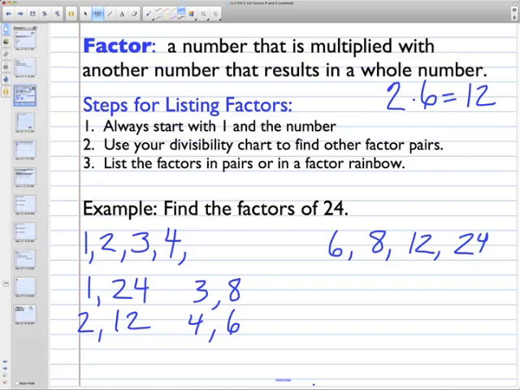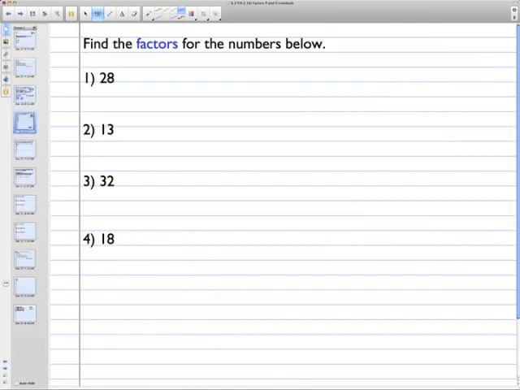Either way works though. I'd like you to find the factors for the numbers listed below. Remember to use your divisibility chart in order to make sure you check for all of the factors possible. When you're ready to check your list, press play.